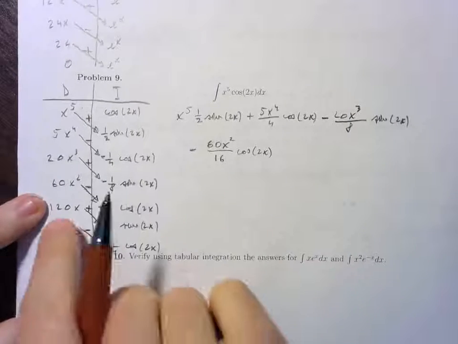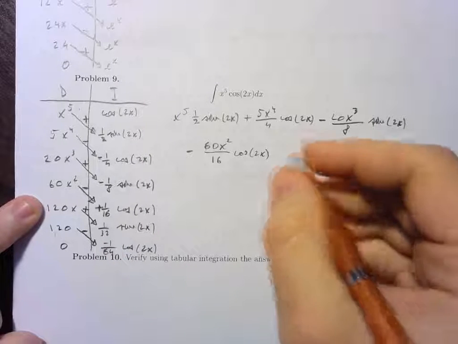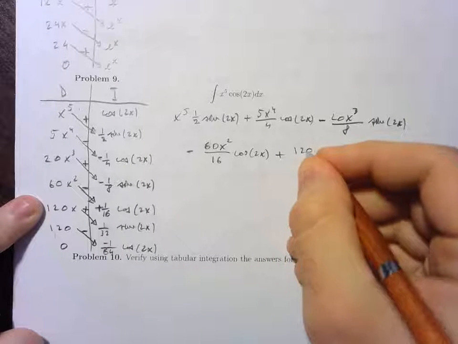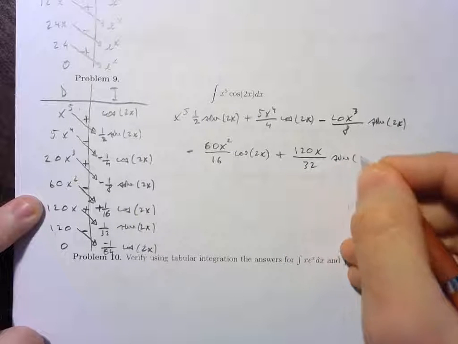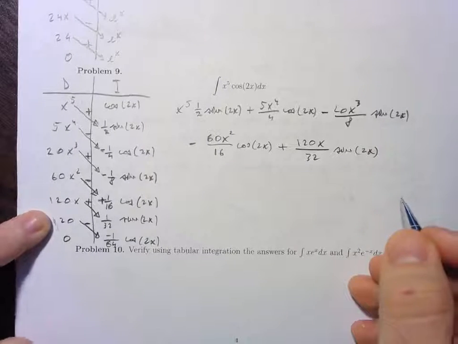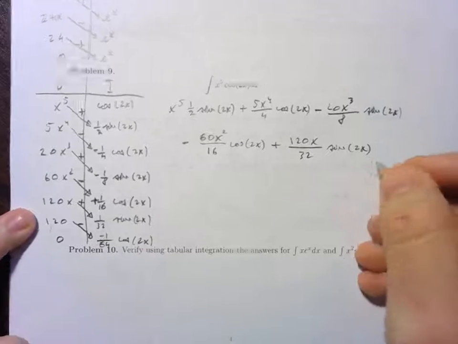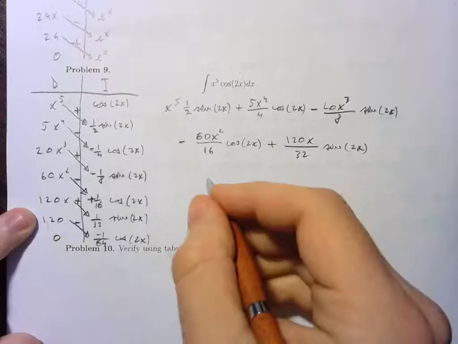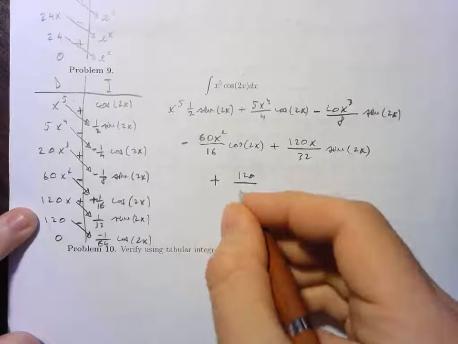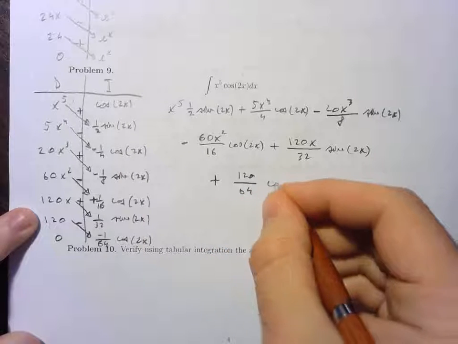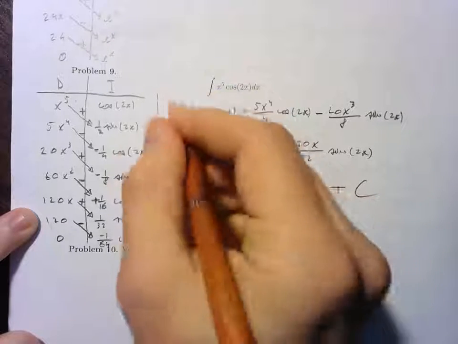Next term, this is positive, right, because there's no minus sign to make a negative, so plus 120x divided by 32 sine of 2x. And the last term is also positive because I have two negatives which multiplied give us a plus. So that's going to be plus 120 divided by 64 cosine of 2x. And finally I write the plus c.